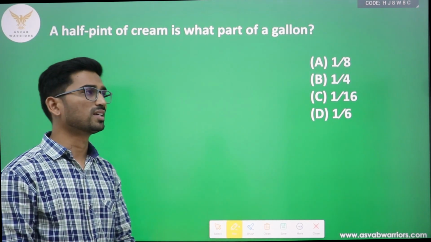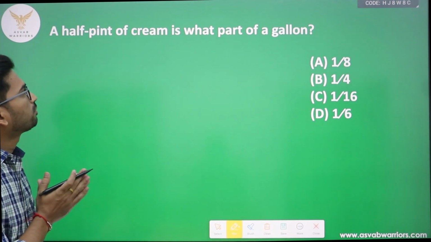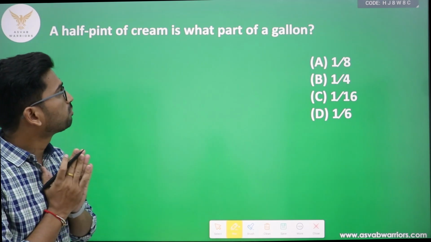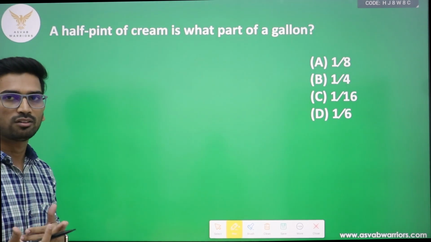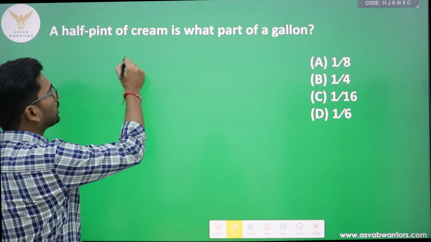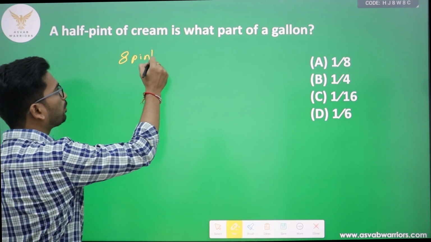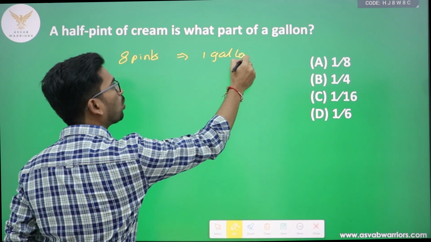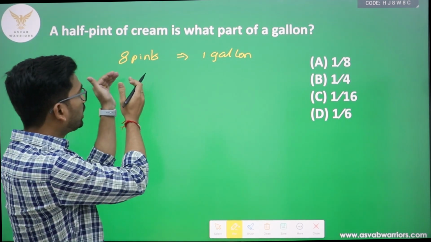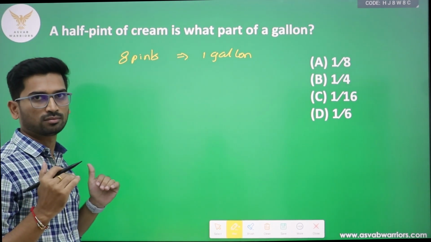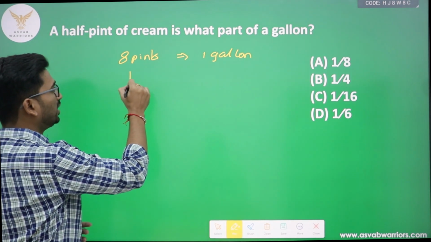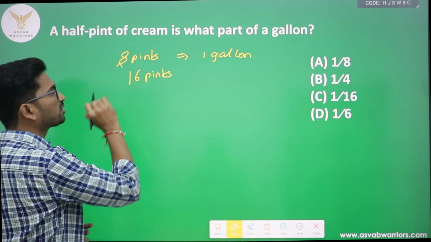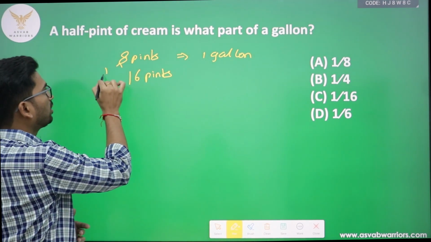Now the next question says, a half pint of cream is what part of a gallon? Now we all know the 8 pints make up a gallon. 8 pints are equivalent to 1 gallon. Now if we divide these 8 pints into half, how many pints will be there? There will be 16 pints, right? We are dividing each pint into half.